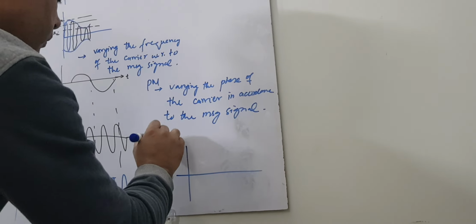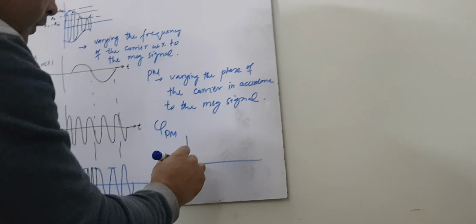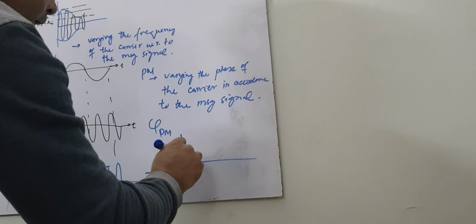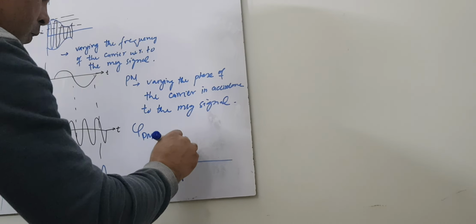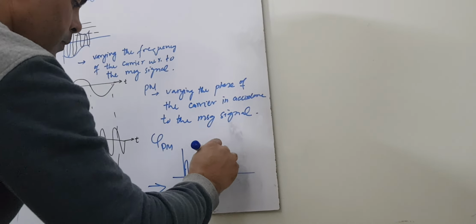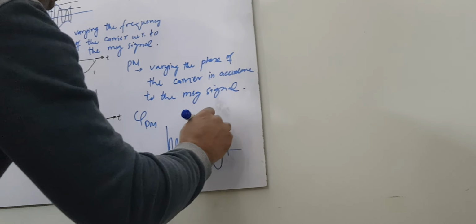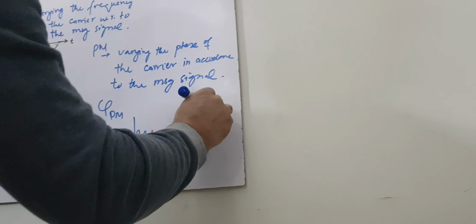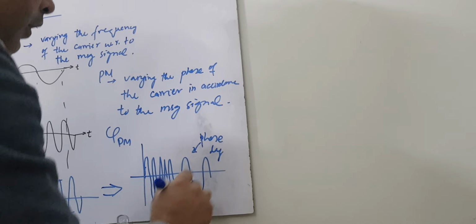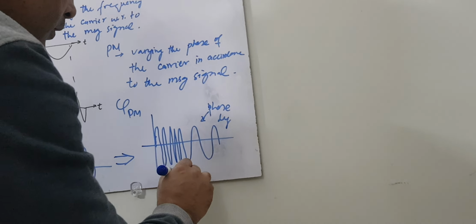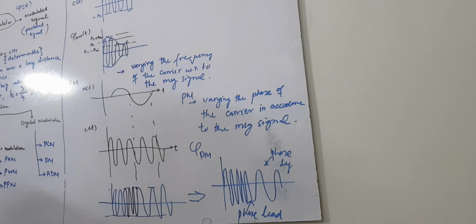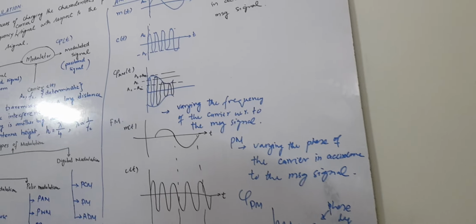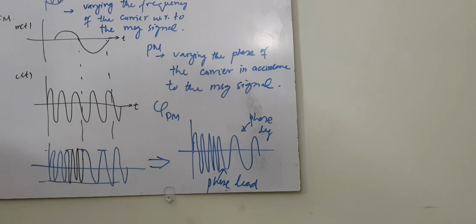waveform of the PM modulator signal, so it is again something like that. Means you can say phase lag here and then phase lead here, phase lead and phase lag. So you are basically changing the phase of the carrier signal.